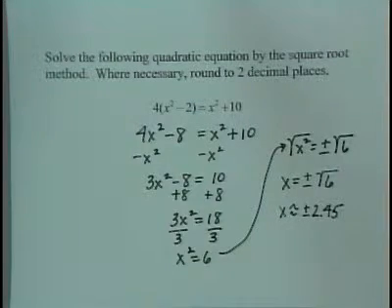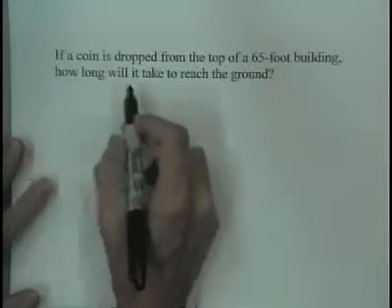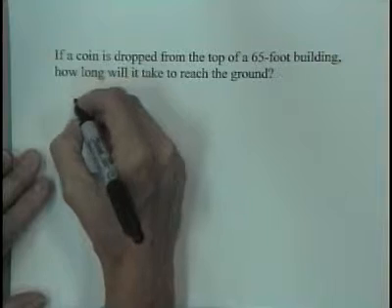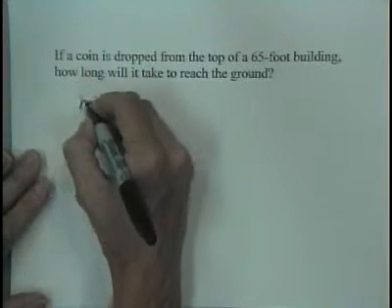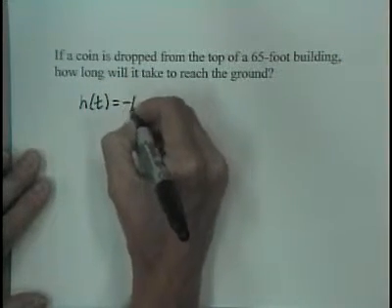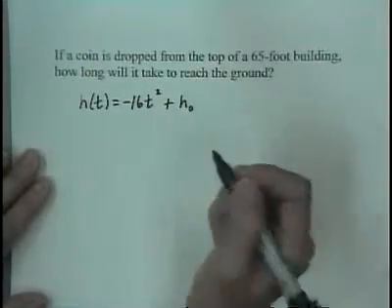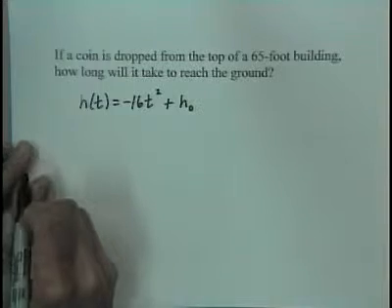Let's look at an application problem that might require one of these two methods to solve. The problem says, if a coin is dropped from the top of a 65-foot building, how long will it take to reach the ground? Well, there's a formula that we're going to want to substitute into to come up with an equation. The formula you'll see in your book is h of t equals negative 16t squared plus h of 0, or the h's could be s's.